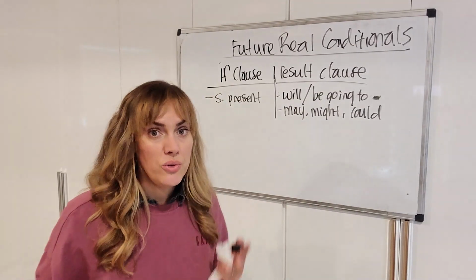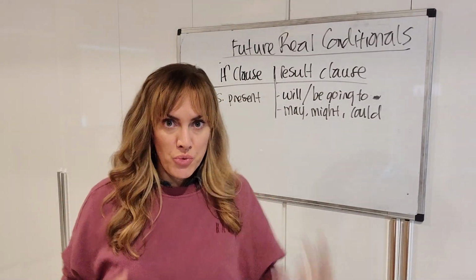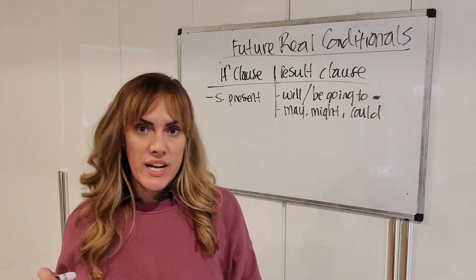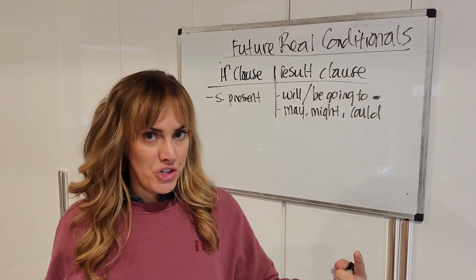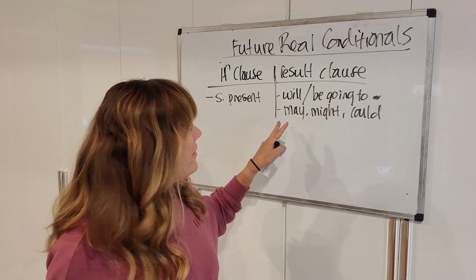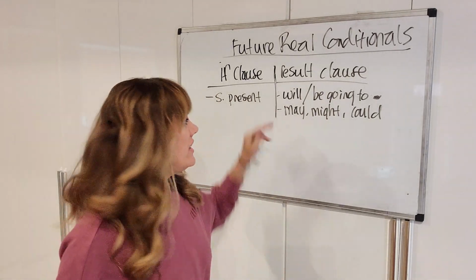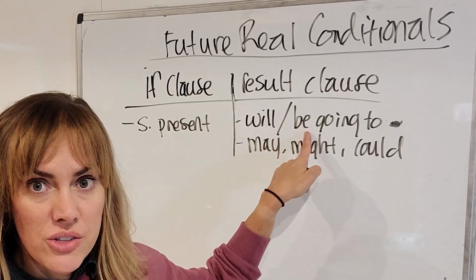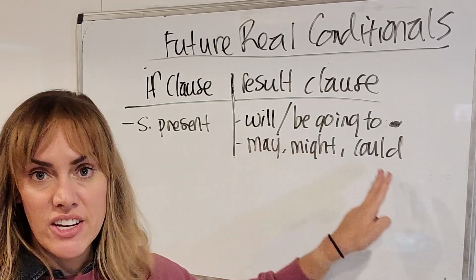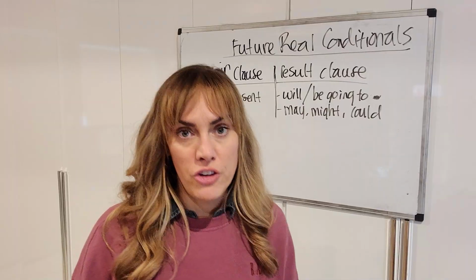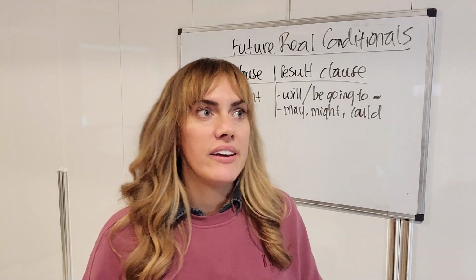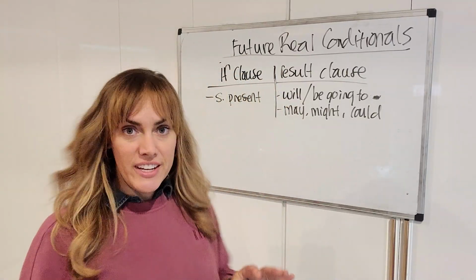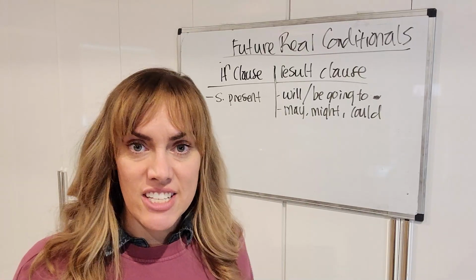Okay, so here's what you need to have in a future real conditional. The if clause, the verb's going to be in the simple present, even though it refers to the future. I'll show you an example. And then the result clause needs to be in the future. You can use will to talk about future. You can use be going to, or you can use may, might, and could, which are modals that show future possibility, meaning like 50% chance something will happen. So here's all our possibilities. Let's look at some examples.